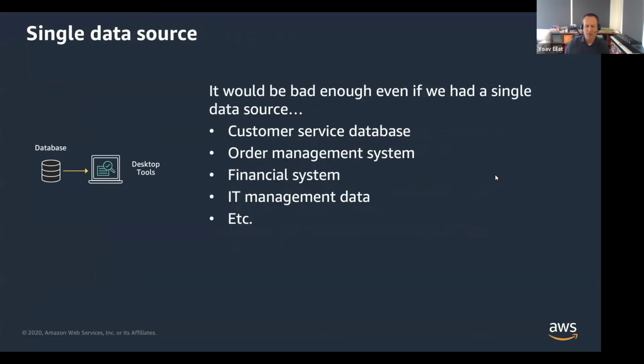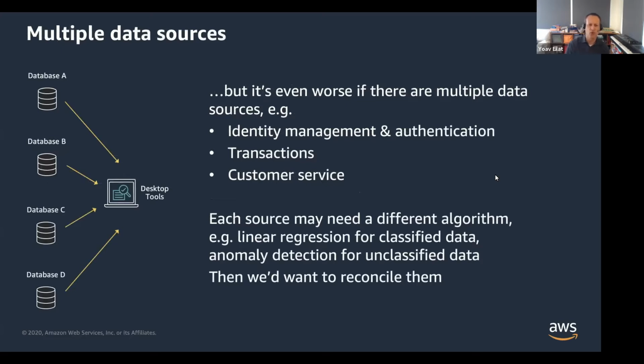And these problems would be bad enough if you only had a single data source. So if you have an application like a customer service application that has a database where all your customer service records are located, or an order management system, or IT management that looks at events happening in your data center, and you just need to pull from one data source, that would be bad enough, and somebody would need to sit with a desktop tool and do that. But it gets even worse when you have multiple data sources.